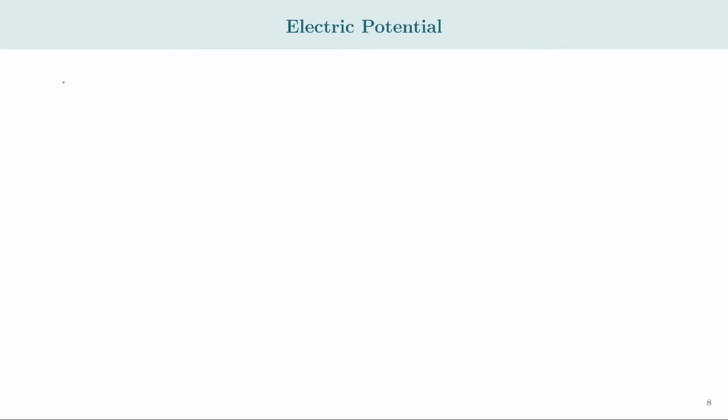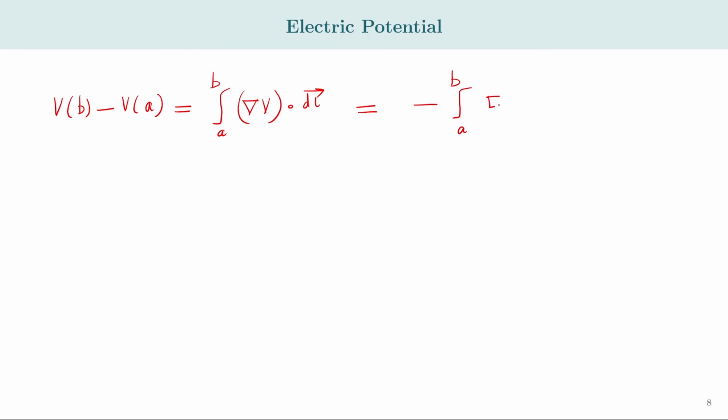Now let us try to formulate the relationship between E and V in terms of the del operator. For that, we make use of the fundamental theorem for gradients. From the fundamental theorem of gradients, we can write VB minus VA as equal to integral A to B del V dot dl. And this is equal to negative of integral A to B E dot dl.